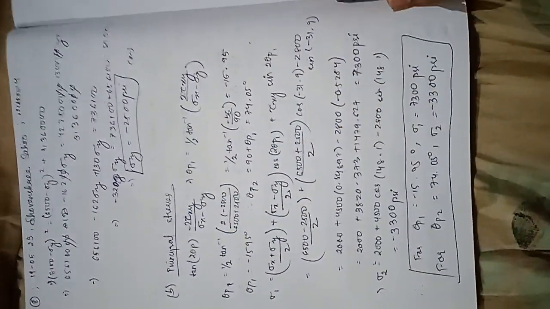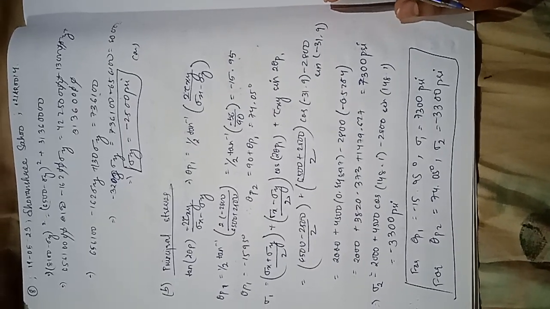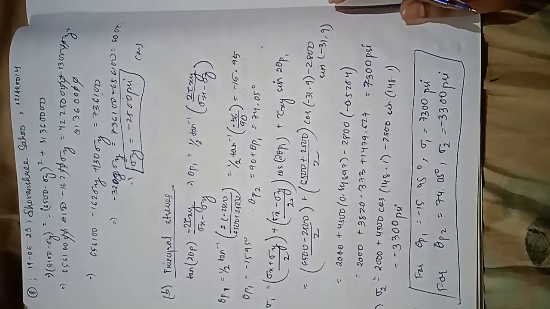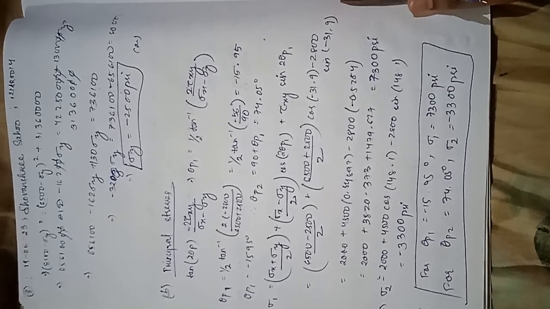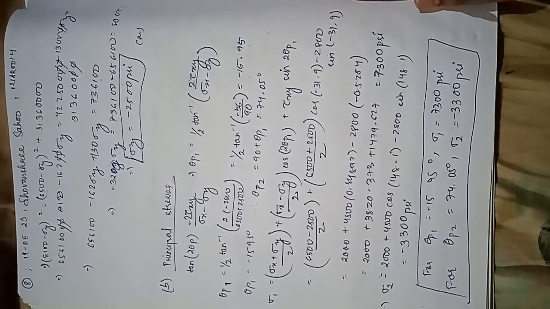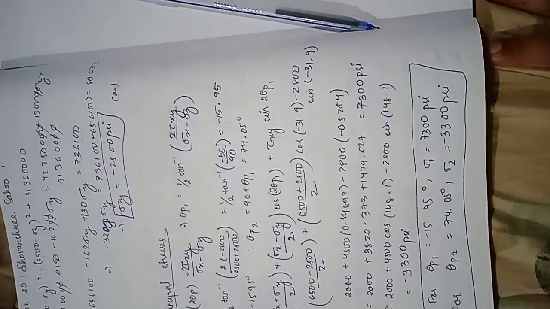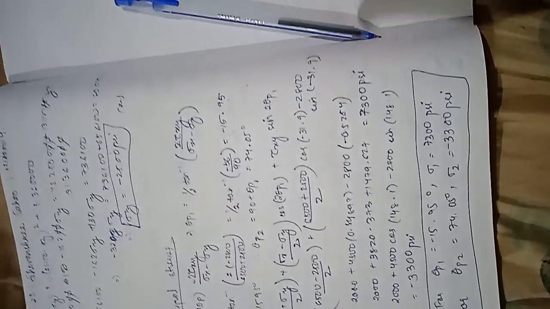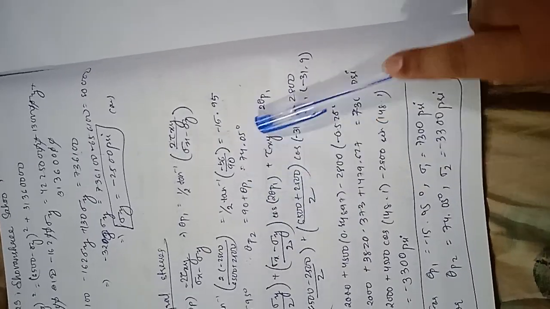Now coming to principal stresses, so we have to find first the angles. Tan 2 theta p is equal to 2 tau xy by (sigma x minus sigma y), implying theta p1 is equal to half tan inverse of 2 tau xy by (sigma x minus sigma y), and theta p2 is the same formula. So theta p1 is equal to minus 15.95 degree, theta p2 is 90 plus theta p1, which is 74.05 degree.